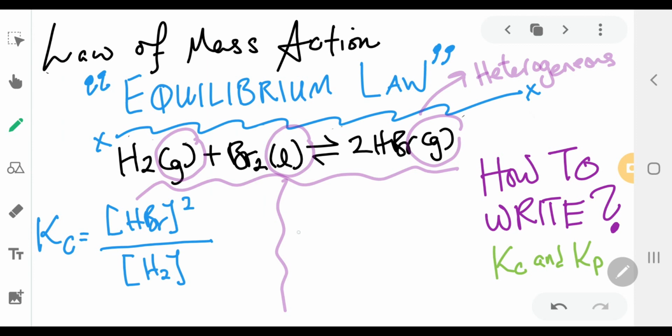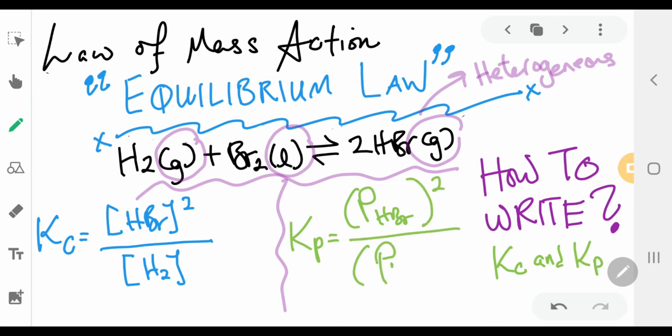Let's have a look at the Kp. I think you should be able to guess. How does it look like? So you have pressure of HBr to the power of 2 over pressure of H2. Just like that. It's very simple, very easy.